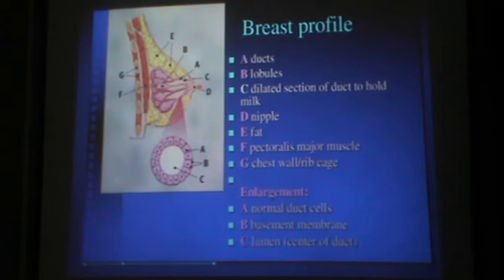Enlargement of this shows the histological structures of the breast. It shows normal duct cells. This is the basement membrane, and this is the lumen at the center of the duct.